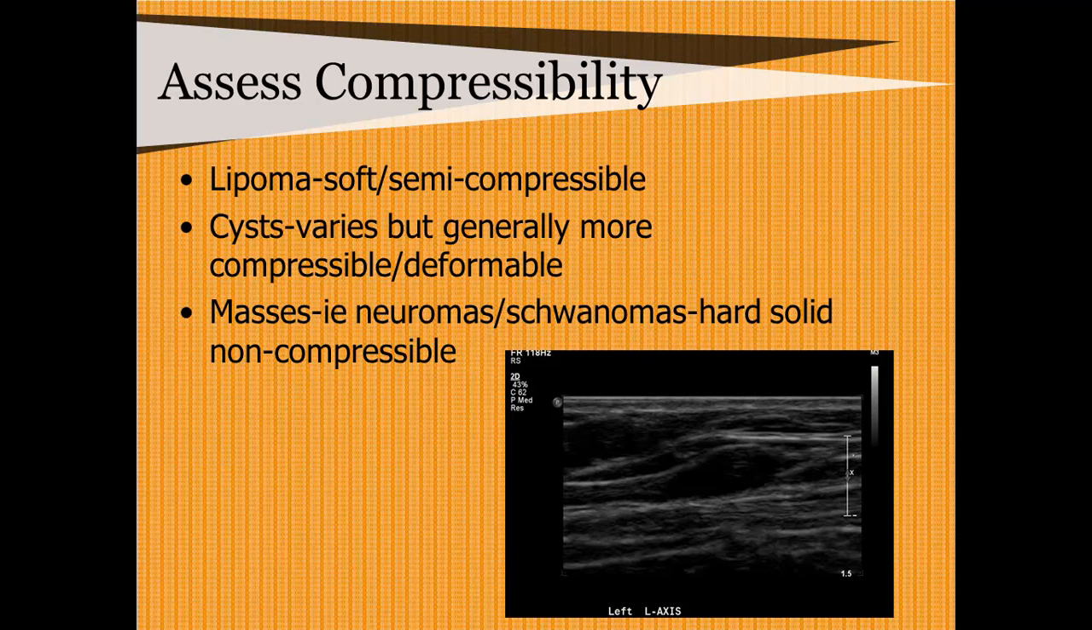You can also use it to assess compressibility, and that's useful information for the radiologist as well. So you can have things like lipomas, and they're kind of soft and semi-compressible, and you get used to being able to qualify these things as you learn. Cysts can vary, but they're usually more compressible, and you'll see them deform when you compress them. Masses like neuromas or schwannomas are hard and solid, and they're not compressible. So you can use that maneuver as well to assess compressibility.